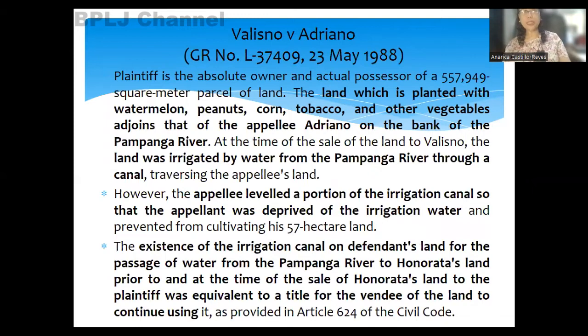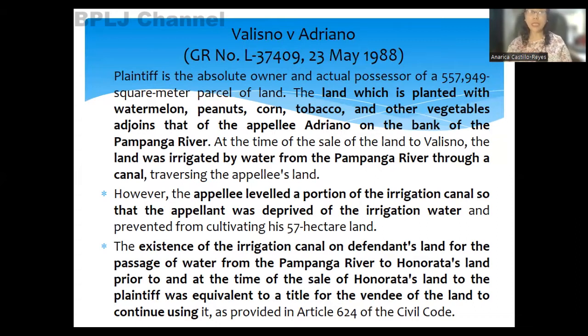We now go to the case of Balisno versus Adriano. The plaintiff is the owner and possessor of a parcel of land planted to watermelon, peanuts, corn, tobacco, and other vegetables. The land adjoins that of Apeli Adriano on the bank of the Pampanga River. At the time of the sale of the land to Balisno, the land was irrigated by water from the Pampanga River through a canal traversing the Apeli's land. However, the Apeli leveled a portion of the irrigation canal so that the appellant was deprived of irrigation water.